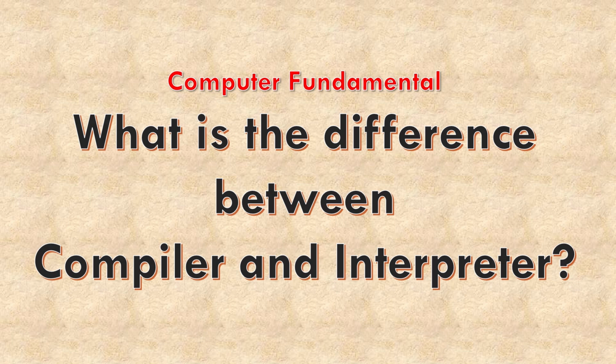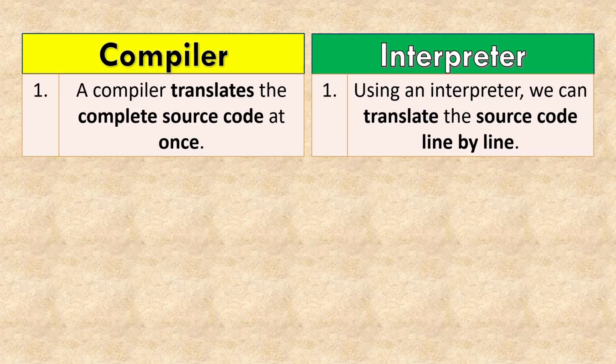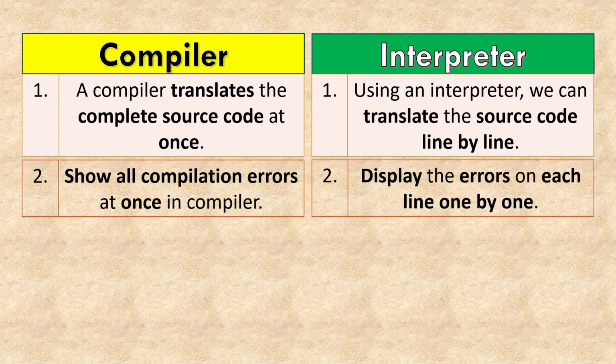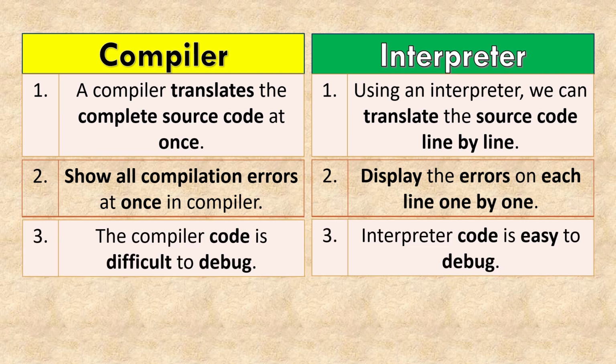Second, what is the difference between compiler and interpreter? A compiler translates the complete source code at once. Using an interpreter, we can translate the source code line by line. A compiler shows all compilation errors at once. In an interpreter, errors are displayed on each line one by one. The compiler code is difficult to debug. Interpreter code is easy to debug.